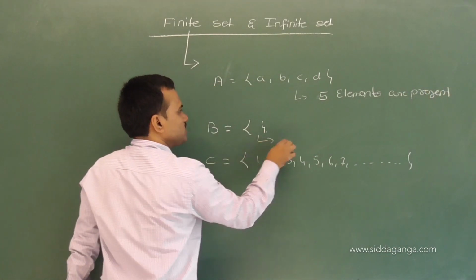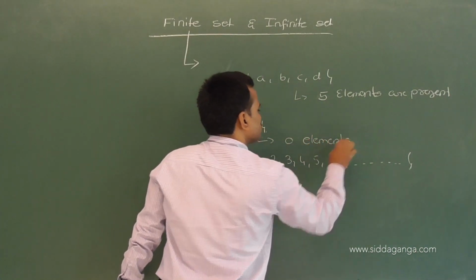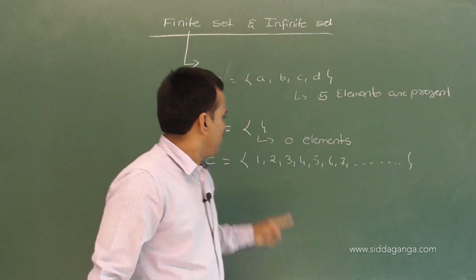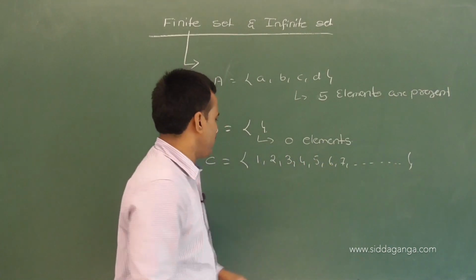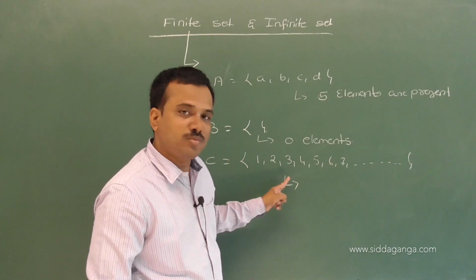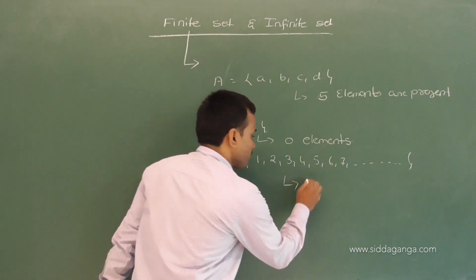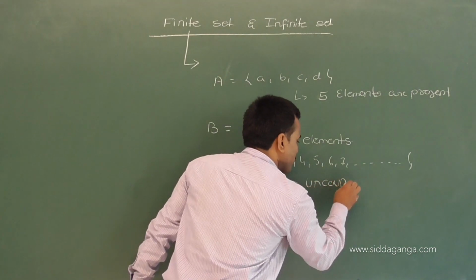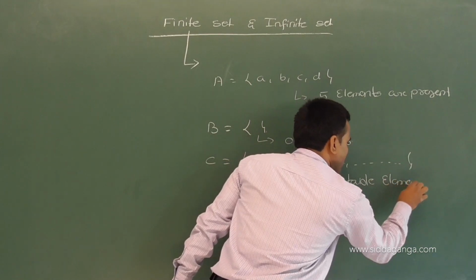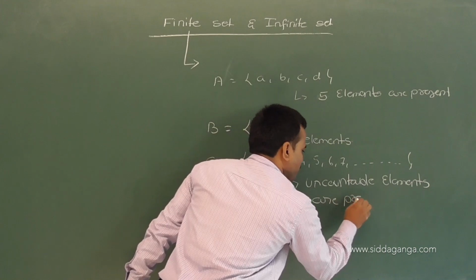In the B set, 0 elements. Here 5 elements are present, in the B set 0 elements. What about the C set? Is it countable? Uncountable elements are present, correct? Uncountable elements are present.